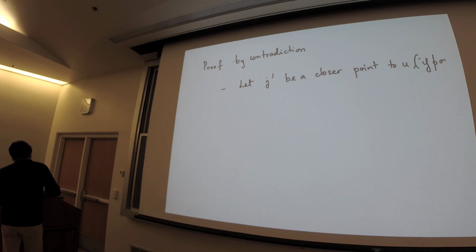So the proof is by contradiction. Let me write out the steps because we are almost out of time. Let J prime be a closer point, if possible. Okay, then look at the path from U to J prime.